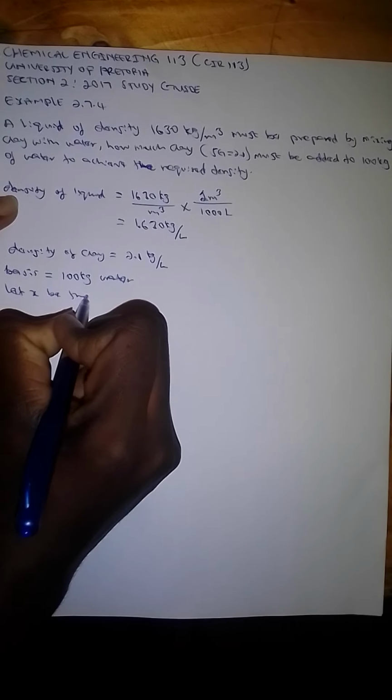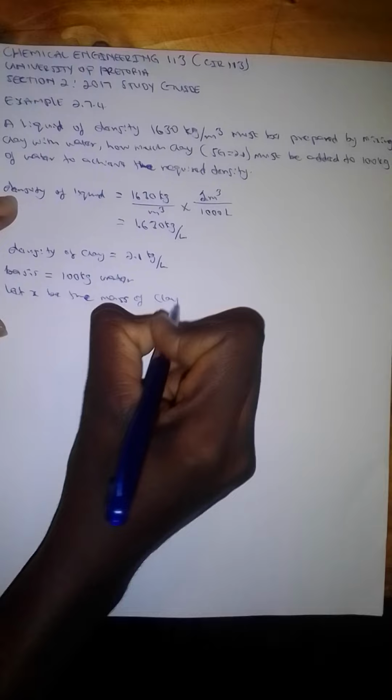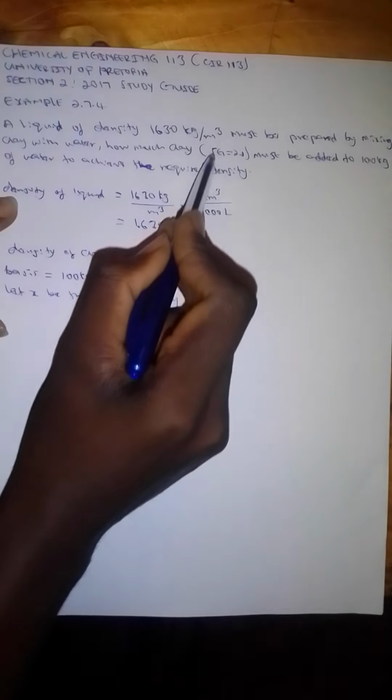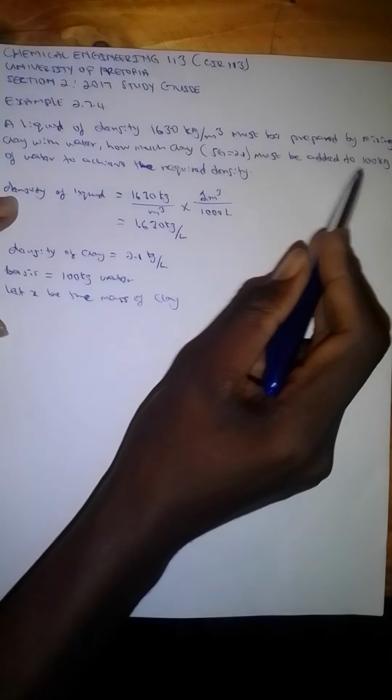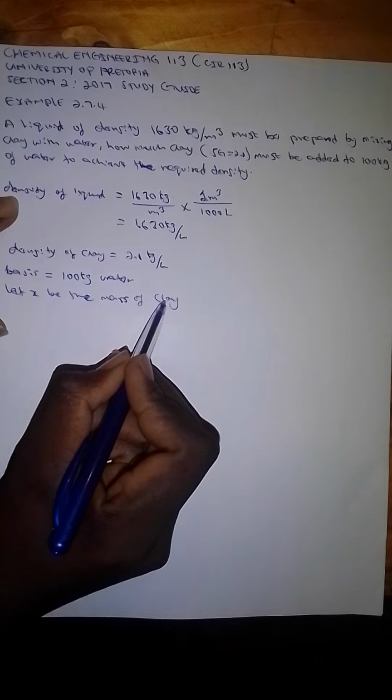we're going to say let x be the mass of clay. Remember the question said how much clay must be added to the 100 kilograms of water to achieve the required density. So we actually want to know how much clay, so we say let x be the mass of the clay added.